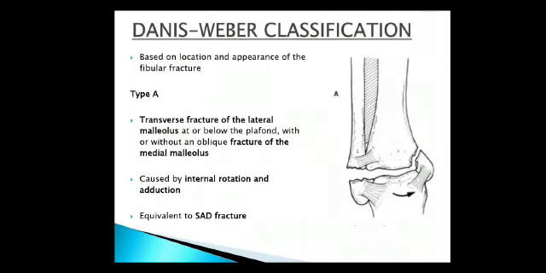So one more classification is the Danis-Weber classification. It is based on the location and the appearance of the fibula fracture. Type A is a fracture which is distal to the syndesmosis or the interosseous membrane, and can be associated with the fracture of the medial malleolus caused by internal rotation and abduction, so equivalent to supination and abduction fracture.